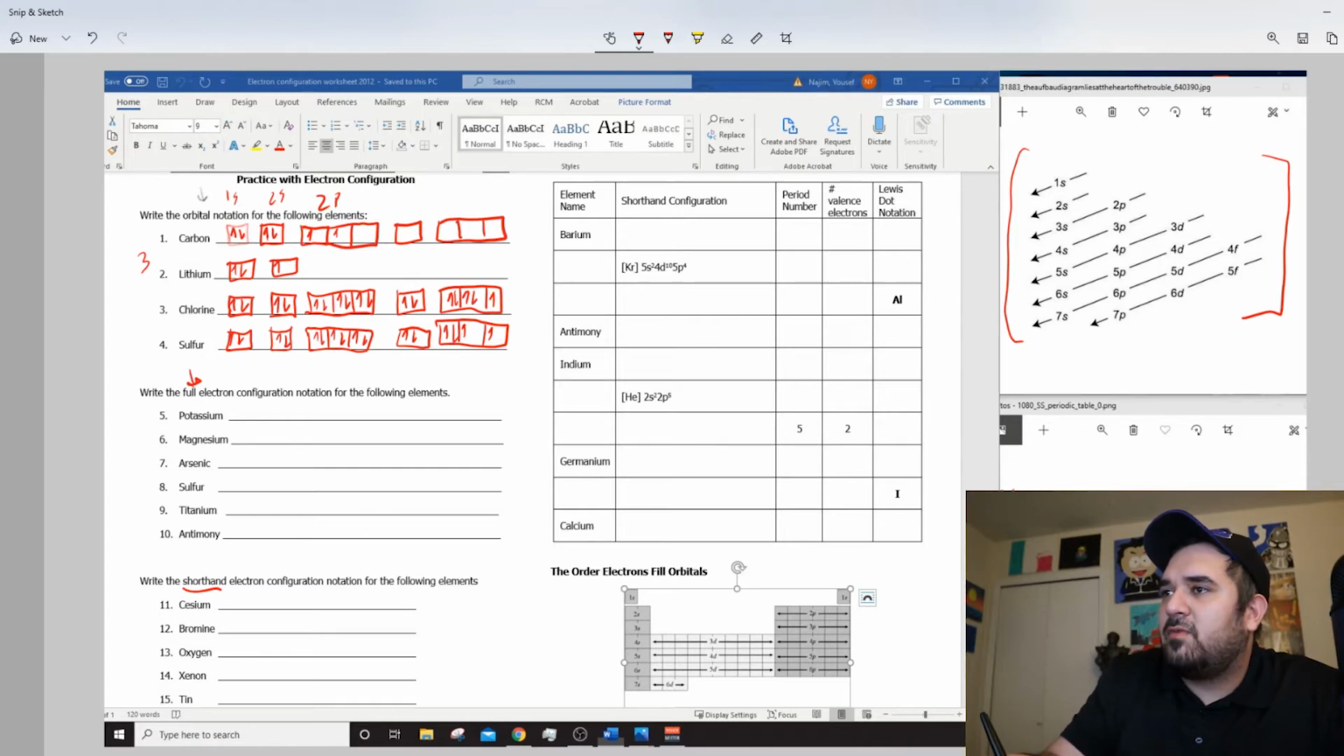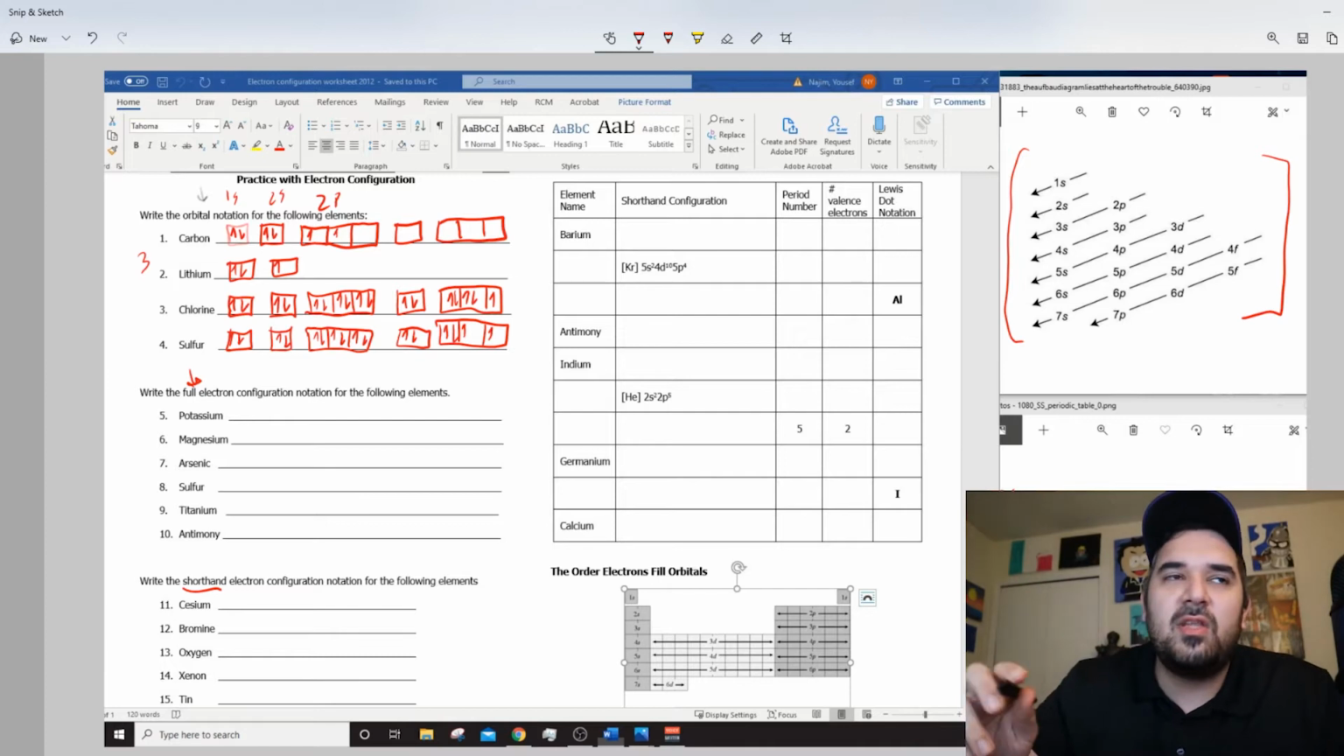And then we have 3S. And here we got our 3P. And then after our 3S, we got our 4S. And then after our 4S, this is our 3D. After 3D, we have our 4P, which is down here.